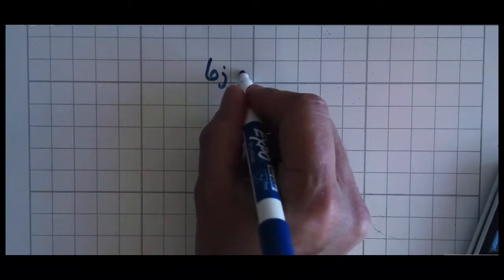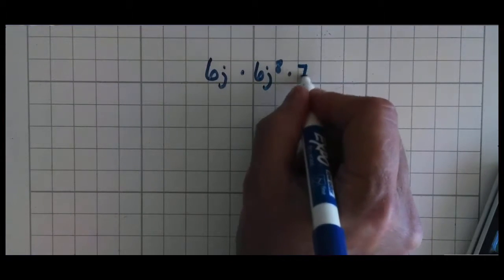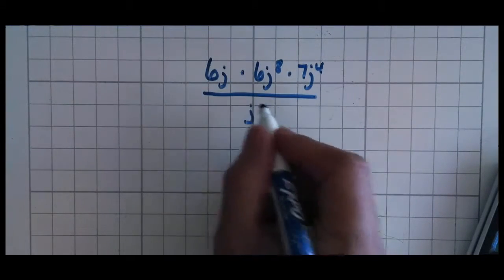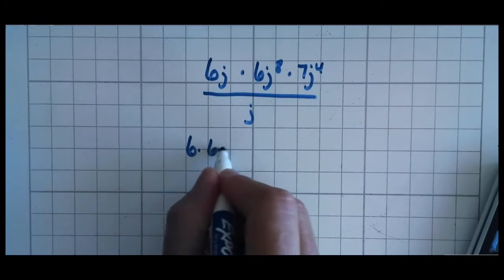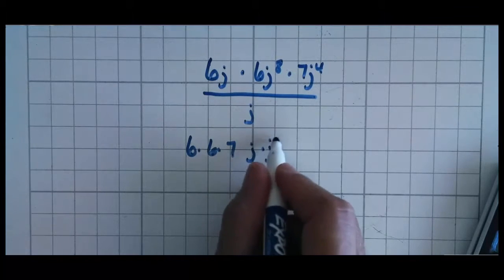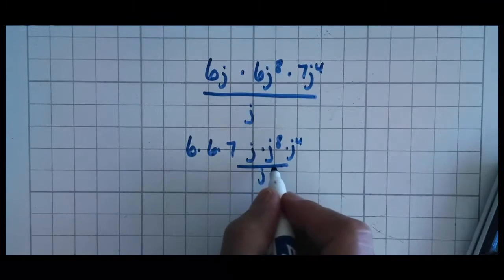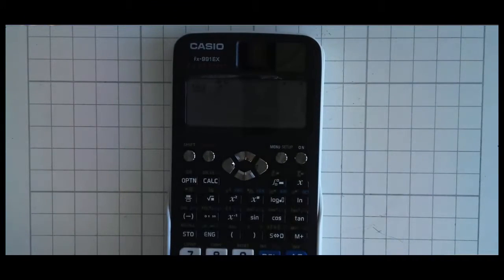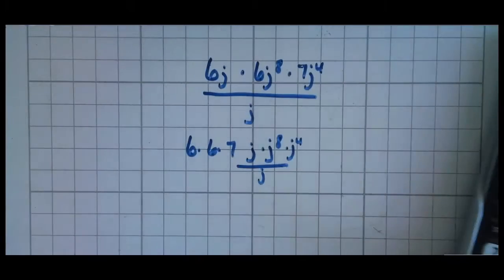6j times 6j to the 8th times 7j to the 4th all over j. Again, separate out your numbers and your variables. 6 times 6 times 7. And let's do our j's. j times j to the 8th times j to the 4th all over j. So 36 times 7, feel free to use your calculator if you need to. Don't feel like you need to do it in your head, is 252.